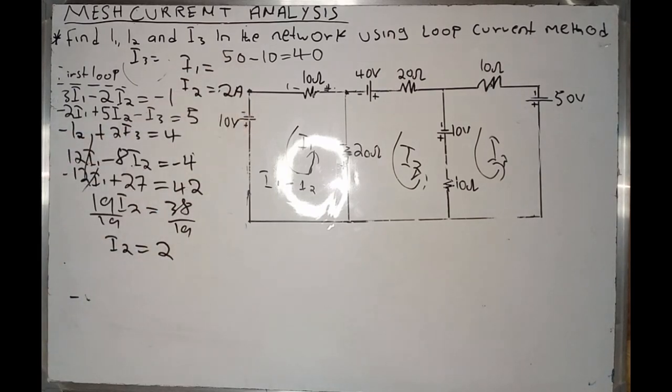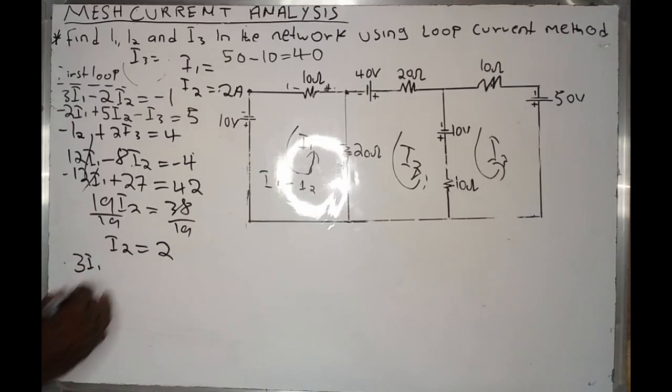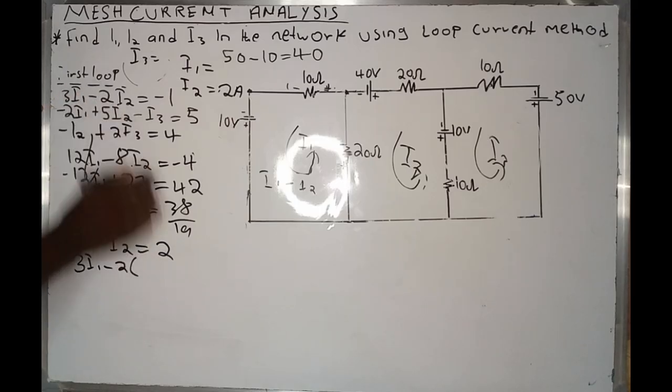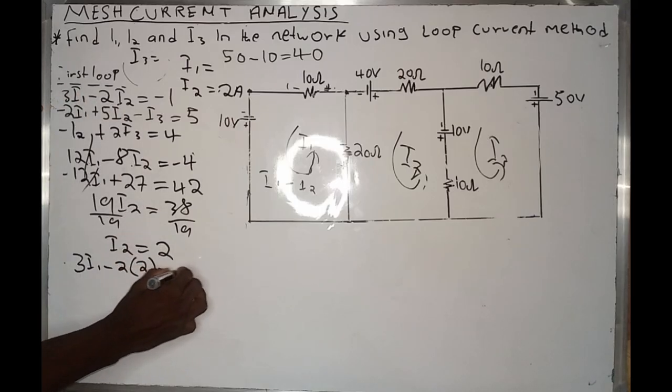So I have to find the value of I1 and I3. So therefore, let's take equation 1 to find the value of I1. So therefore, I will say 3I1 minus 2I2, and I2 is 2, which is equals to minus 1.